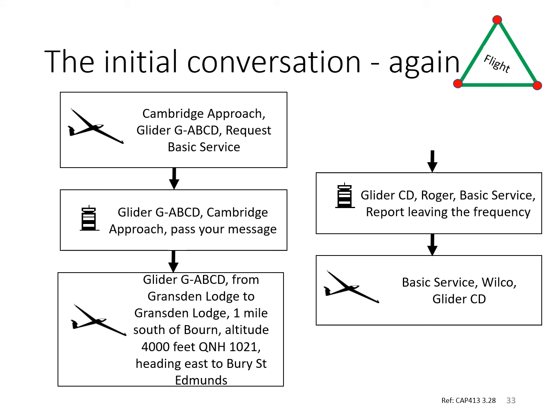Cambridge approach, glider Golf Alpha Bravo Charlie Delta, request basic service. Glider Golf Alpha Bravo Charlie Delta, Cambridge approach. Pass your message. Glider Golf Alpha Bravo Charlie Delta, from Gransden Lodge to Gransden Lodge, 1 mile south of Bourne, altitude 4,000 feet, QNH 1021, heading east to Bury St Edmunds. Glider Charlie Delta, Roger. Basic service, report leaving the frequency. Basic service, Wilco, glider Charlie Delta.